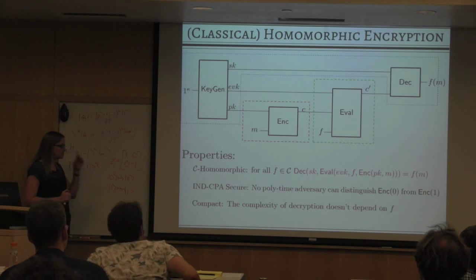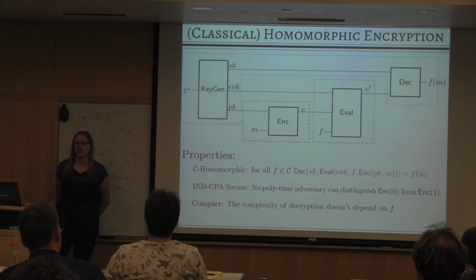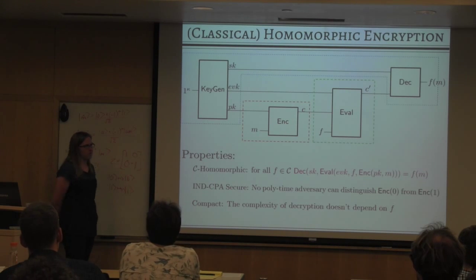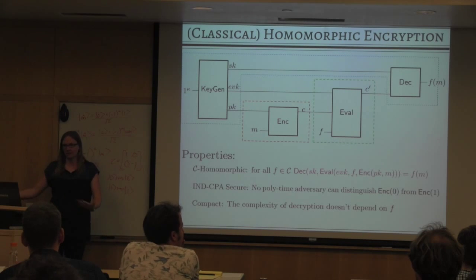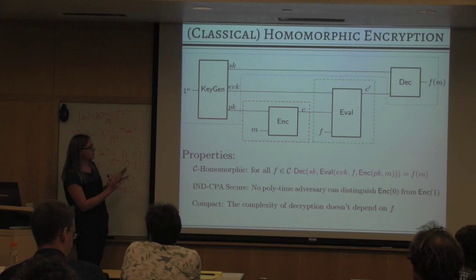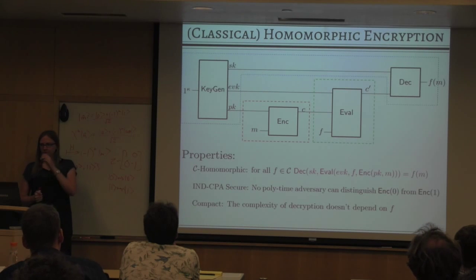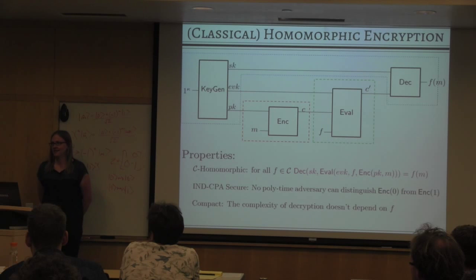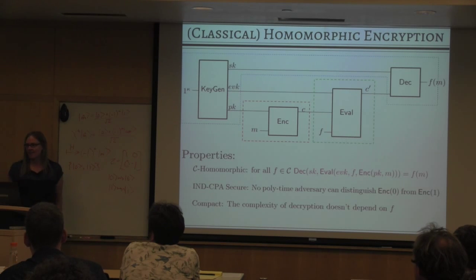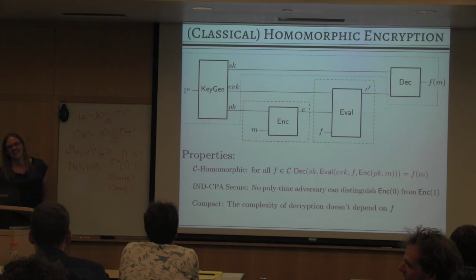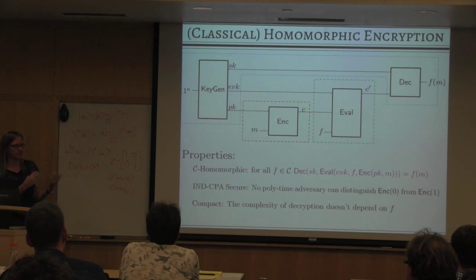Compactness is the property that the complexity of decryption does not depend on the evaluated function F. So our decryption procedure shouldn't get harder as F becomes a larger circuit. That forces us to have all the work of evaluating F in the evaluation procedure rather than in the decryption procedure. I'm not sure if that's equivalent, but that's another way you could define compactness, which accomplishes the same thing. They are at least spiritually equivalent.